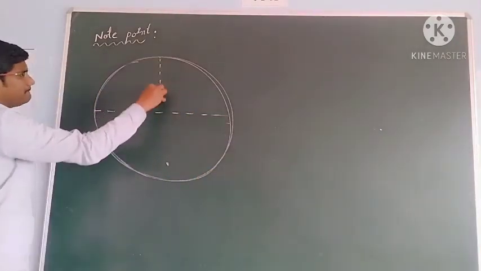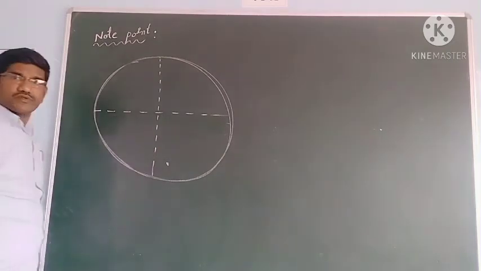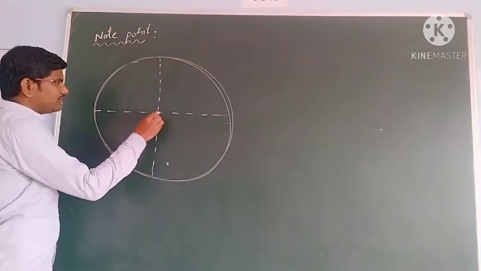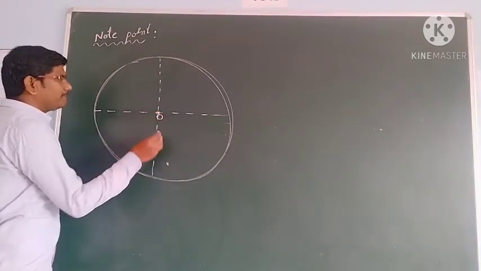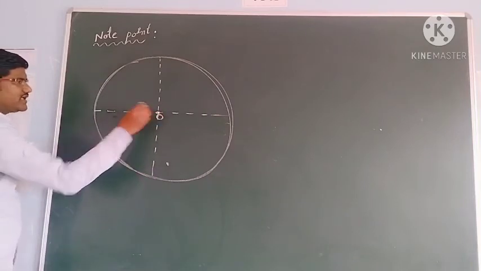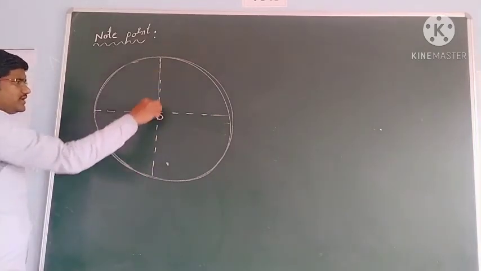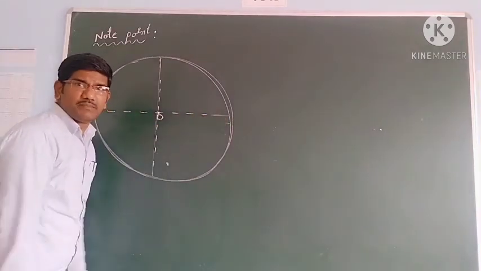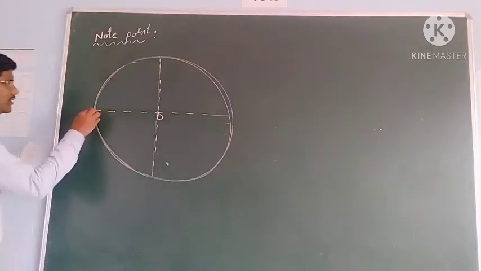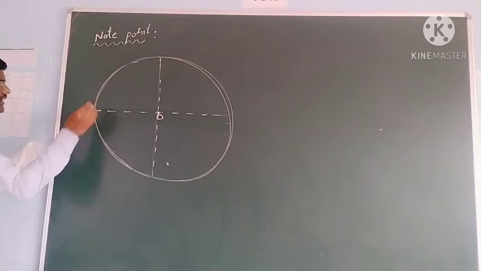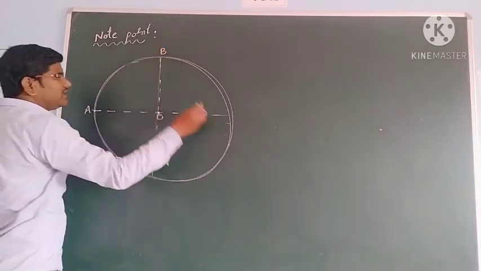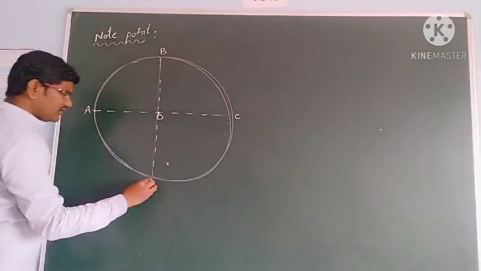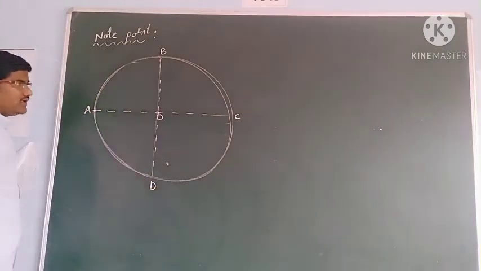Okay, so fine, and I am taking the center of the circle. Center of the circle is O. This is one diameter and this is another diameter. We know the diameter passes through the center of the circle. Now consider these are the points A, B, C and D.